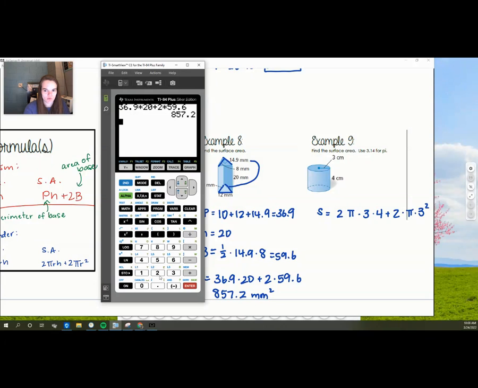It does say use 3.14 for pi, so 2 times 3.14 times 3 times 4 plus 2 times 3.14 times 3 squared. And that is 131.88 centimeters squared. All right, that is how you find the surface area of prisms and cylinders. You should be able to start working on questions like that now.